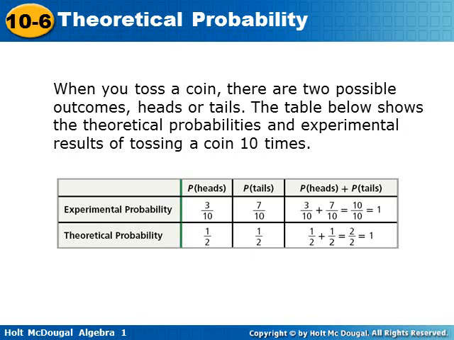The table below shows the theoretical probability and experimental result of tossing a coin 10 times. The experimental probability ended up being that when it was tossed 10 times, 3 out of 10 times it was heads, 7 out of 10 times it was tails. So if we combine them together, the 3 heads and the 7 tails, we would get 10 out of 10 tosses, and that equals 1 when it's reduced. The theoretical probability of heads would be 5 out of 10, which reduces to 1/2, and tails would be 5 out of 10, which reduces to 1/2 as well. And 1/2 plus 1/2 is 2/2, which also reduces to 1.